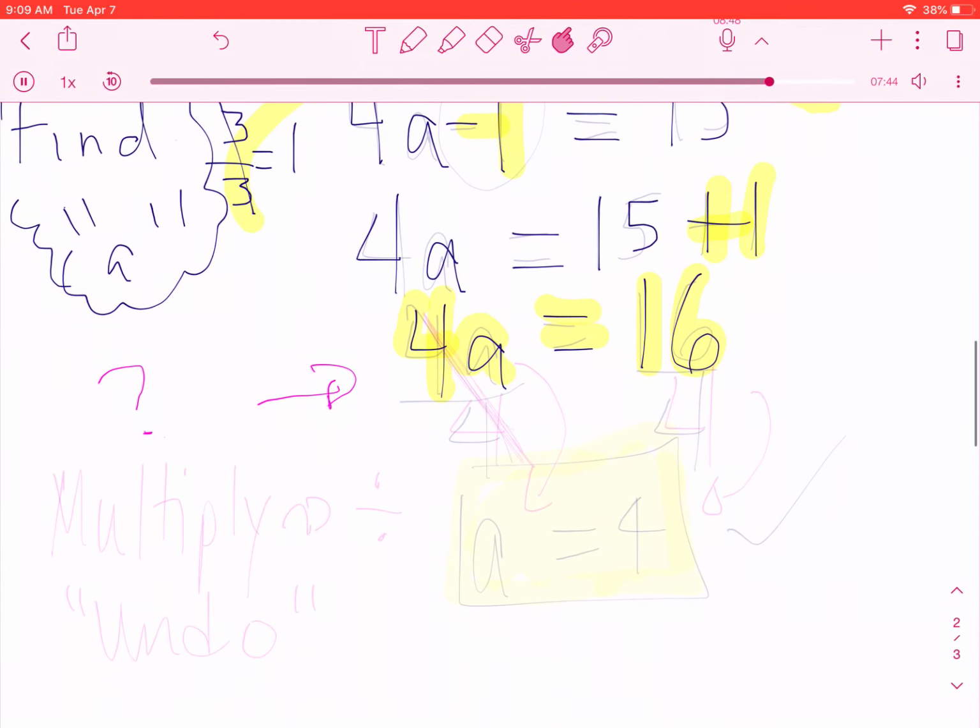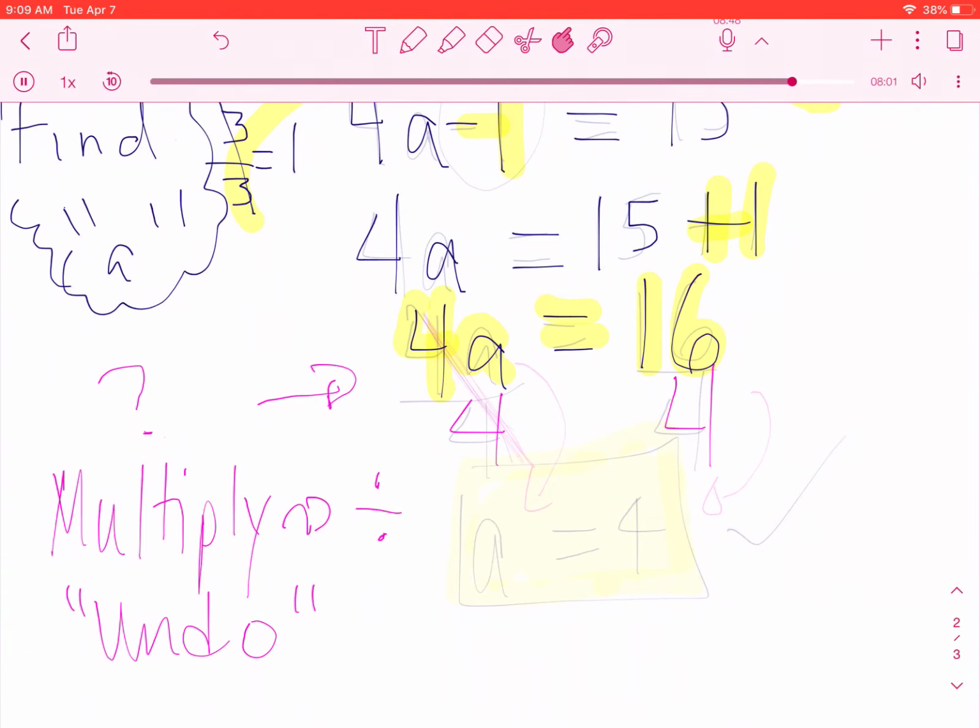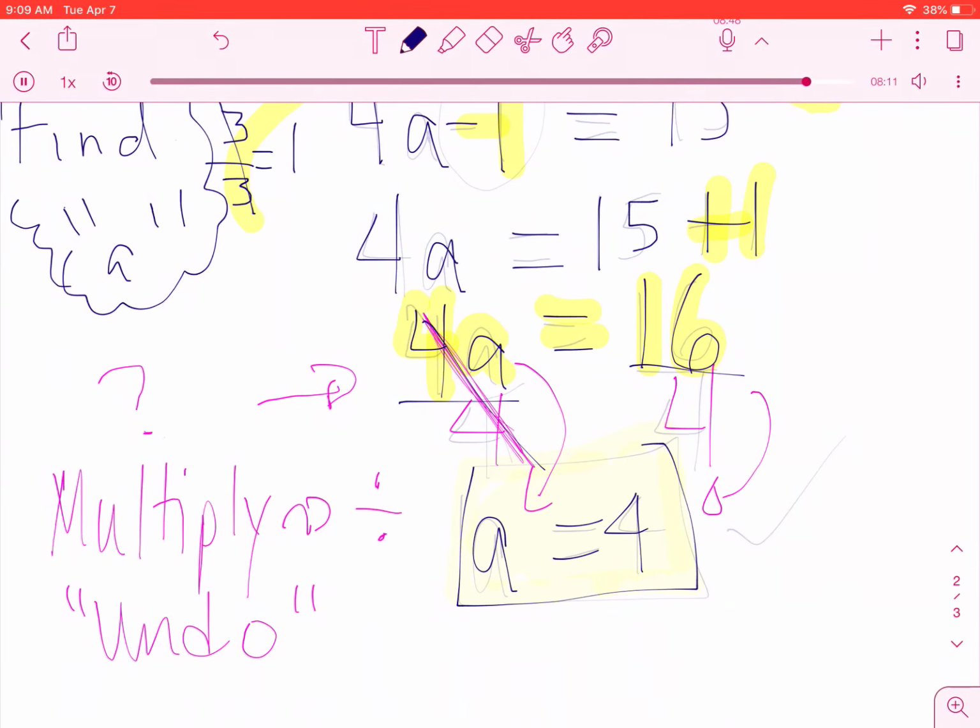To undo multiplication, we're going to divide. That is how we undo our operations. So I'm going to divide both sides by 4. Notice how the 4 over 4 cancels. I'm now just left with a, and 16 divided by 4 is just equal to 4. So my final answer for this one is going to be a is equal to 4.